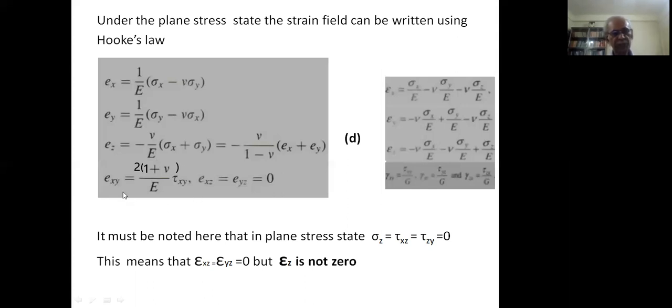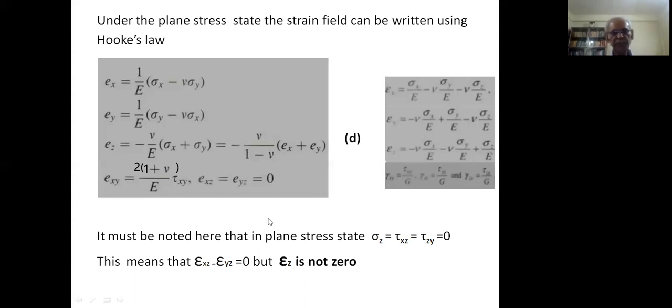Now epsilon xy will be there. Epsilon xy will be simply tau xy by G. And G, if we write in terms of E, it will look like this. So epsilon xy is 2 (1 plus mu) by E, that is the inverse of G, times tau xy. Okay, that's simple. And then epsilon xz and yz are 0. That is the condition of plane stress.